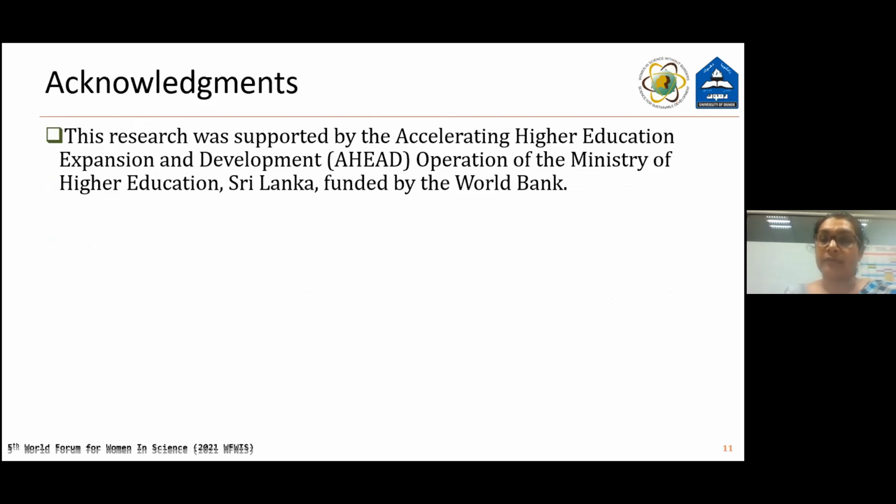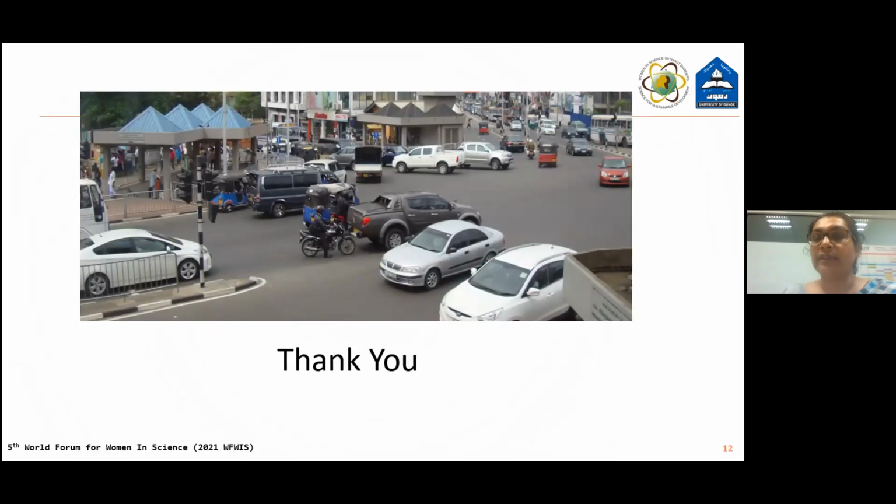We have also received funding for this project from the World Bank. Thank you all for giving this opportunity to share our project with you all.